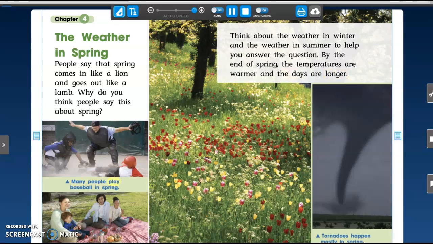Many people play baseball in spring. A picnic is a fun way to celebrate spring. Tornadoes happen mostly in spring.